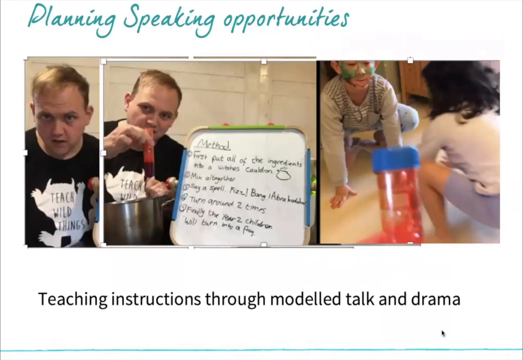So this is another one, teaching instructions through model talk and drama. So we were doing instructions as part of Lighthouse Keeper's Lunch, and it was how to make a sandwich, how to brush your teeth, and I started with how to turn year 2 children into frogs. So I read through this. The focus was on time adverbials, imperative verbs, and then I said, we're going to make a potion to turn these 2 children into frogs. So that's what we did.